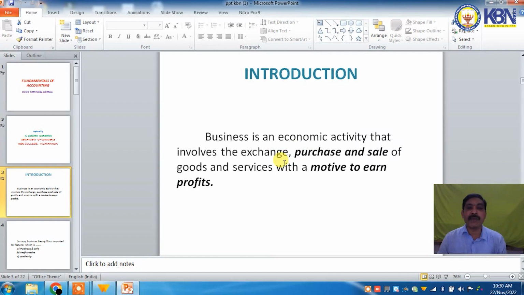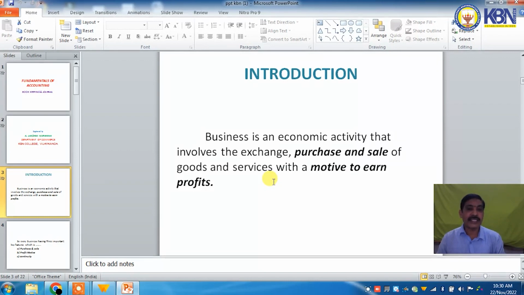The second important element is the motive to earn profits. The main object of every business organization is to earn profits. Every economic activity must be made with a motive to earn profits. So no economic activity without profit motive is called business.